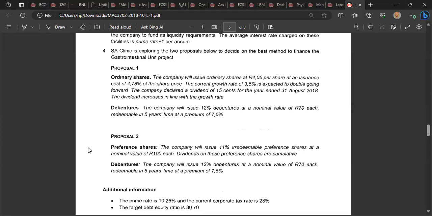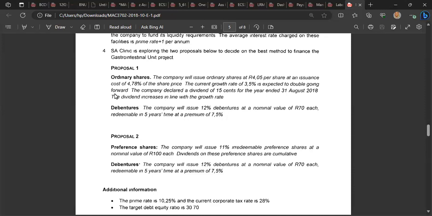Then proposal number 2. So preference shares could be issued as well, which are 11% irredeemable preference shares at a nominal value of 100 each, dividends are cumulative. And then debentures are 12%. These seem to be the same as those. So which means the big difference is going to be on the preference shares, and so it's going to be a choice between the preference shares and the ordinary shares.